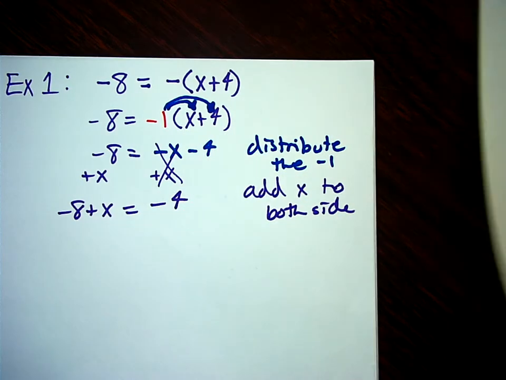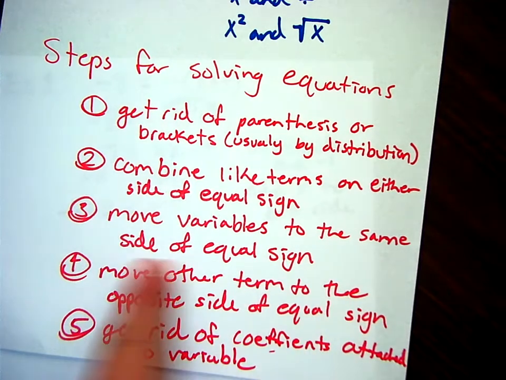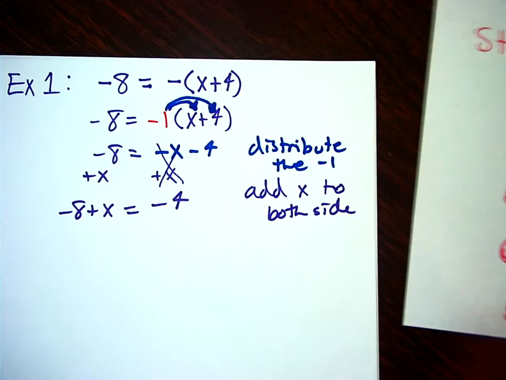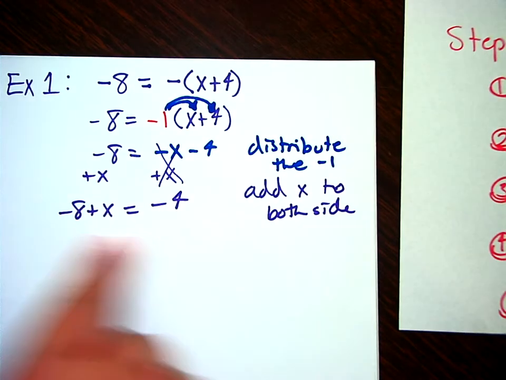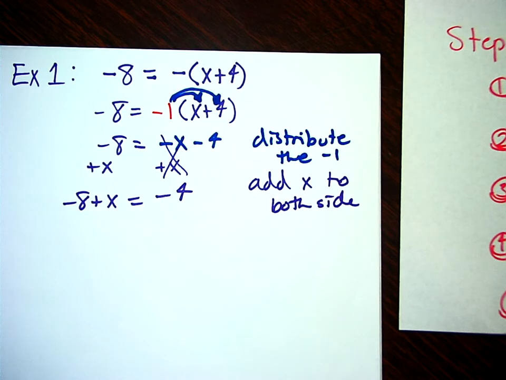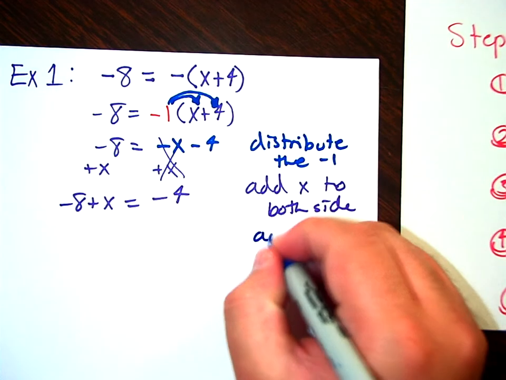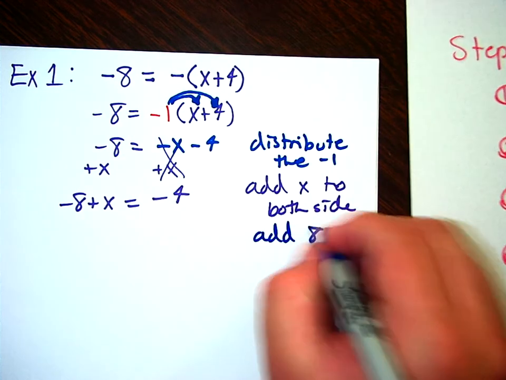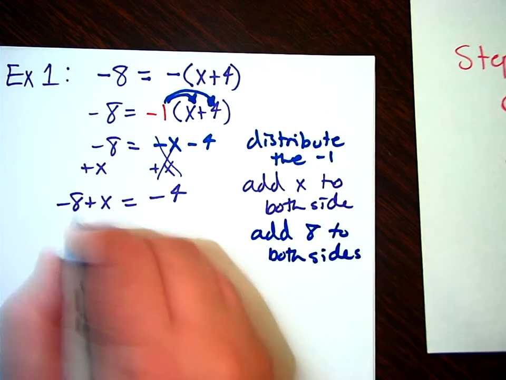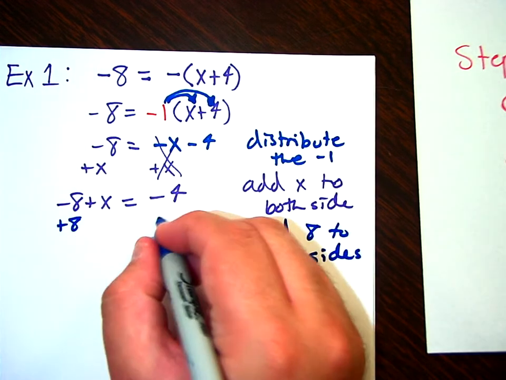So now we've got variables to the same side. Okay, and we want to move the other terms to the opposite side. So I need to get this 8 to the opposite side. How am I going to do that? Again, we're utilizing opposites or inverse operations. So I'm going to add 8 to both sides. Okay, so we're going to add 8 here. And we've got to do it over here too.